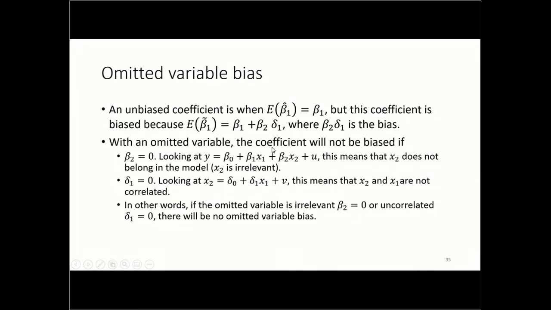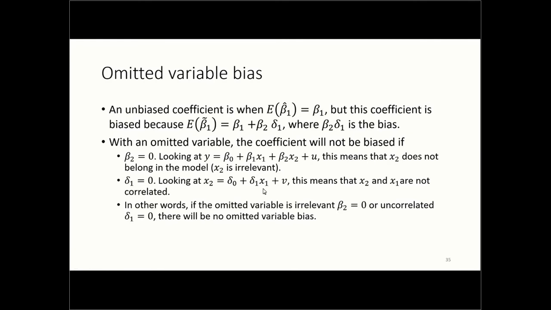Another way in which this bias would be equal to 0 is if this delta 1 is equal to 0. If we look at the regression model that we estimated that expresses x2 in terms of x1, this is the delta 1 being equal to 0. So that means that x2 and x1 are not correlated at all. So x2 and x1 do not move together.